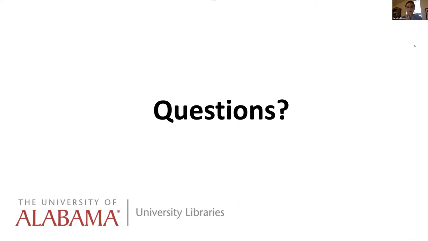So, we've talked quite a bit so far about what a systematic review is, how it differs from a literature review. We've talked about some of the different steps, as well as really focusing on that first step, writing that research question. Do any of you have any questions at this point about anything we've covered? If you have a question, feel free to unmute your mic. If you'd rather type your question in the chat box, that's fine too.